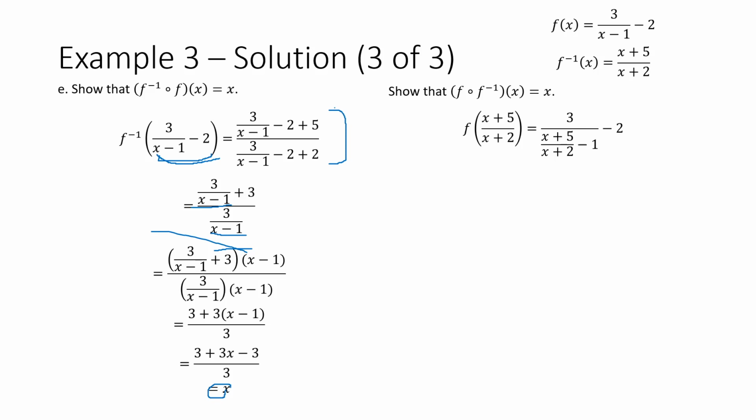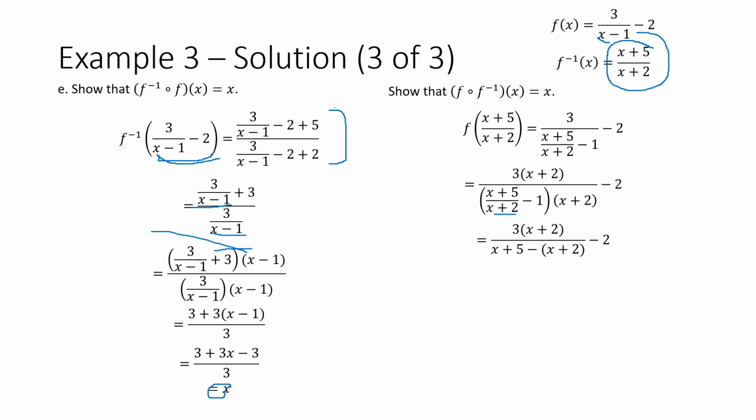Plug the inverse into the original function. So plug this inverse into the x in the original function, and we get something like this: 3 over x plus 5 over x plus 2 minus 1 minus 2. Simplify that too, try to solve it, reduce it down to just x. So multiply the top and the bottom by x plus 2. That's going to help clear out our complex fraction there. So we get x plus 5 minus the quantity x plus 2 on the bottom. On top, we just have 3 times x plus 2, leaving that minus 2 out until the end.